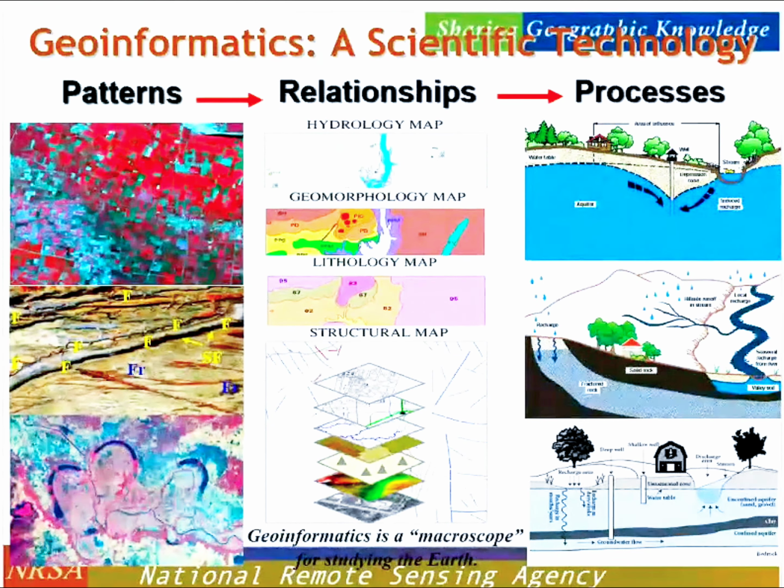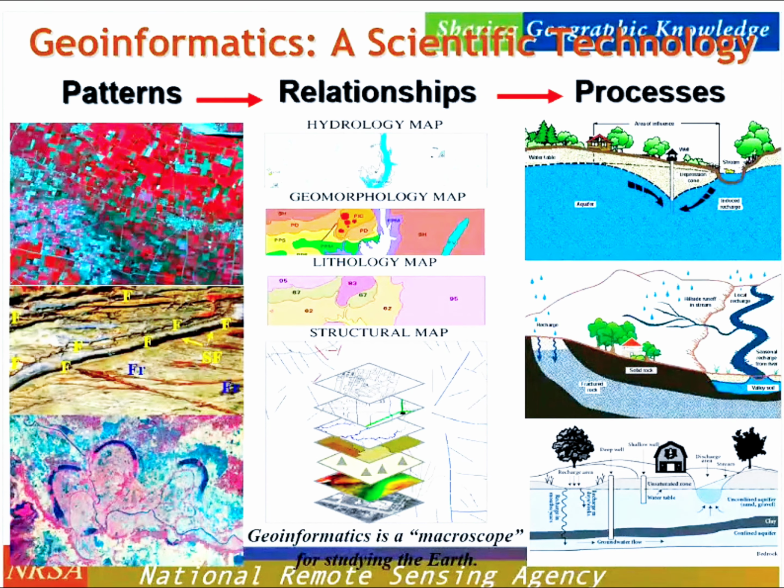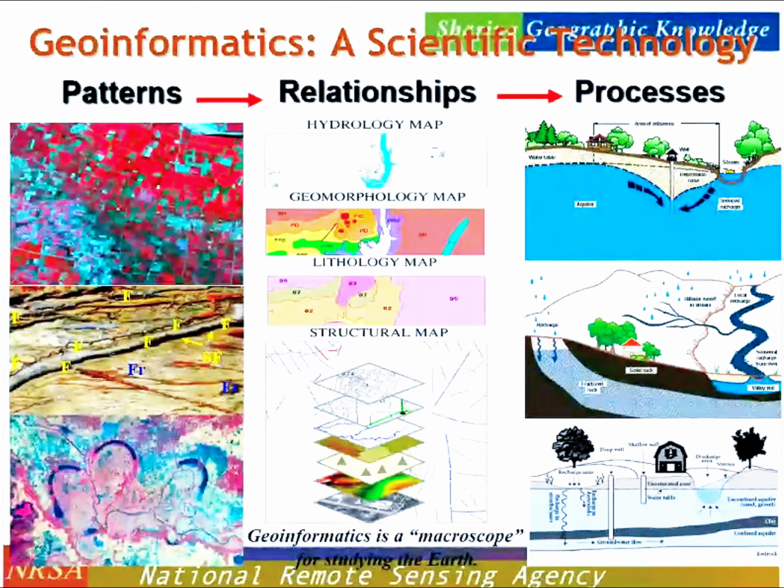We have already discussed this is a scientific technology. How is it a scientific technology? Because it uses different types of theories, the basic concepts. Okay. You see on the left hand side, the three satellite imageries, right? And on the right hand side, the models. Between these two pictures, how to use this technology: it is the patterns, relationships, and the process. This is the way, or this is the linking of this technology.